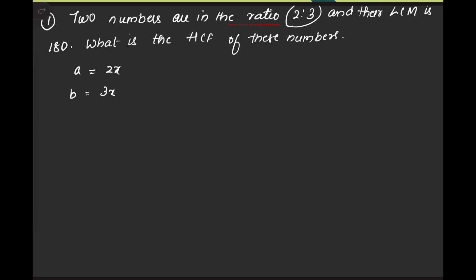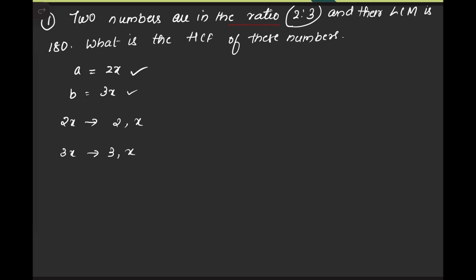Okay, so now we understood the first term. We have taken the first number as 2x and the second number as 3x. Let's find out the factors of these two. The factors of 2x we can write as 2 and x. For 3x we can write 3 and x, right?